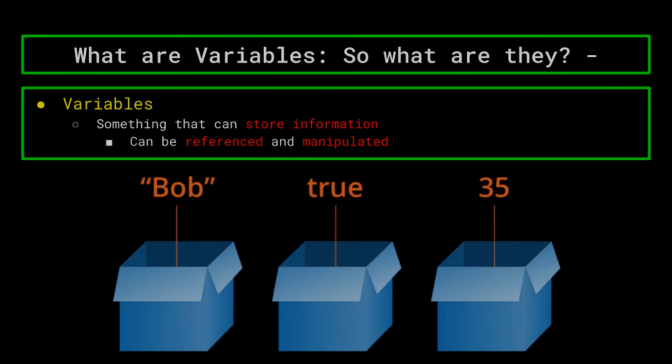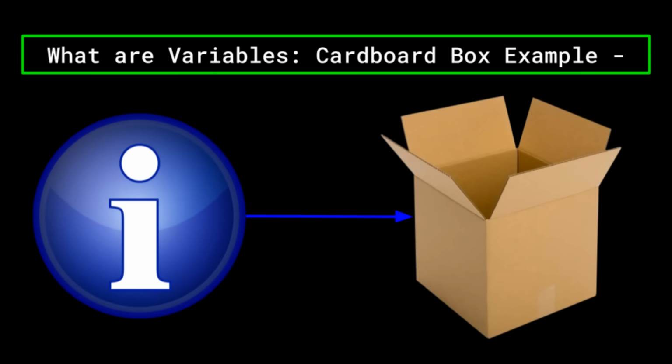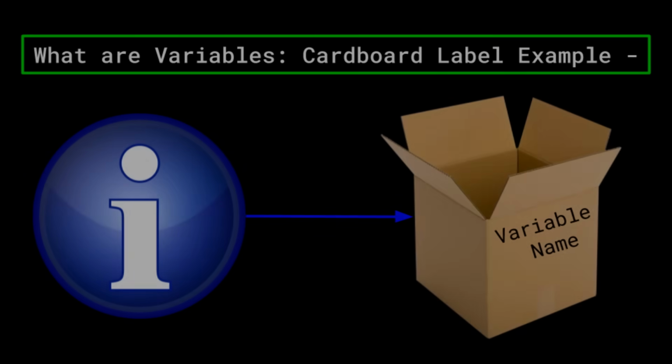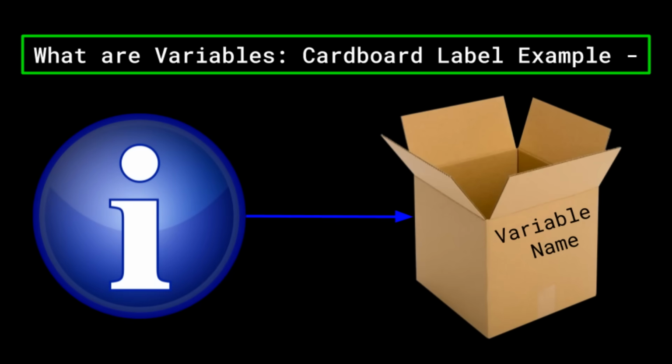Think of variables like a cardboard box. Cardboard boxes serve as a means to store items in them, which can be changed out, replaced, and modified. Variables are like cardboard boxes that store information for the programmer to reference or manipulate. Each variable simply has a type, a name, and a piece of information stored inside of it. The type and piece of information will be covered next, and the name is simply a name for the variable. Think of it as writing out a label on the cardboard box in Sharpie.